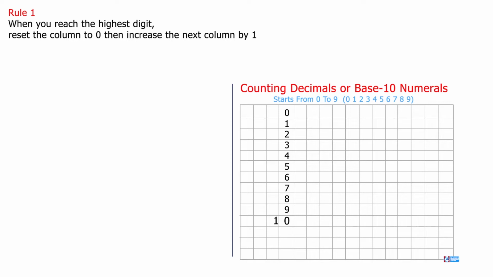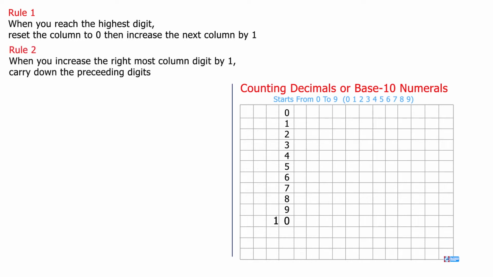Now, what I mean by increase the next column by 1 is that, to every counting number there are already preceding infinite numbers of zeros, just that we don't usually write them because they are insignificant. So, we continue to increase the rightmost column digit by 1, till we get to the highest digit in that column. Here, we apply the next rule. Rule 2. When you increase the rightmost column digit by 1, carry down the preceding digits. And that is how we get the numbers 11, 12, 13, 14, 15, 16 to 19.